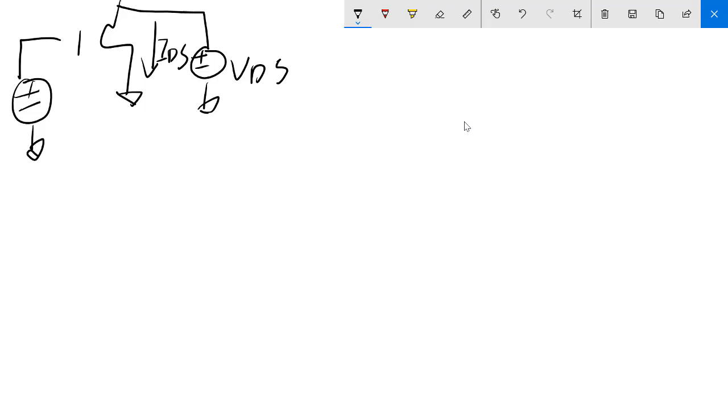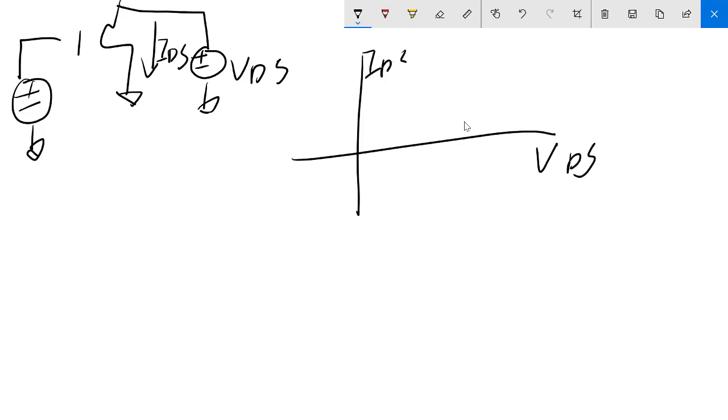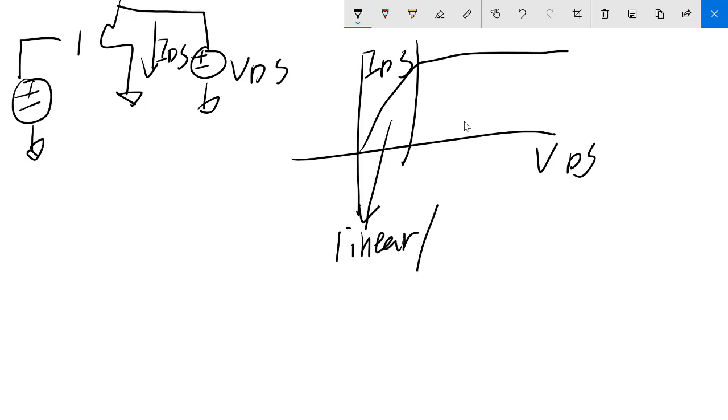There are two regions for this NMOS to operate. If you draw an IV curve, here is the VDS, and here is IDS, and it looks like this. This region is called the linear or triode region.